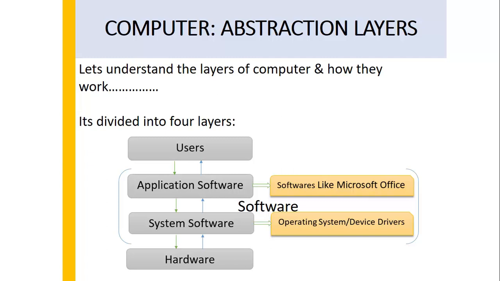So above this application software layer we have users. A user, while interacting with computers, usually interacts with these software installed above it. For example, we are working on Microsoft Office to create a PPT, or we are working on software installed on a system to create this video, right? So the user doesn't directly interact with the system software or the hardware.